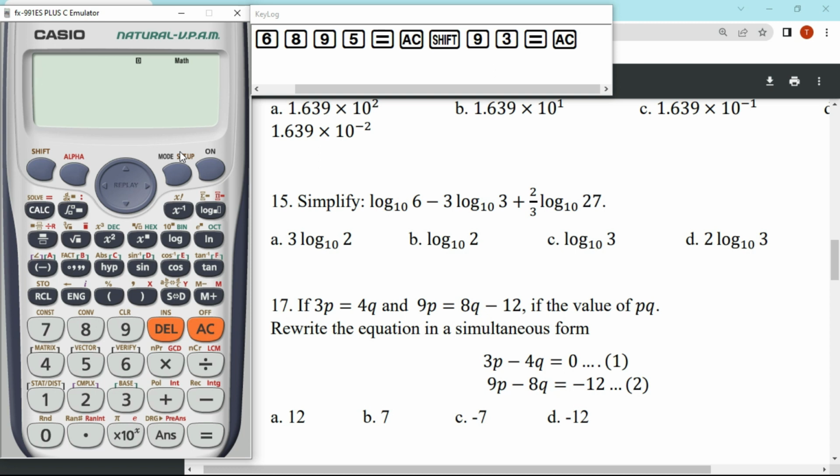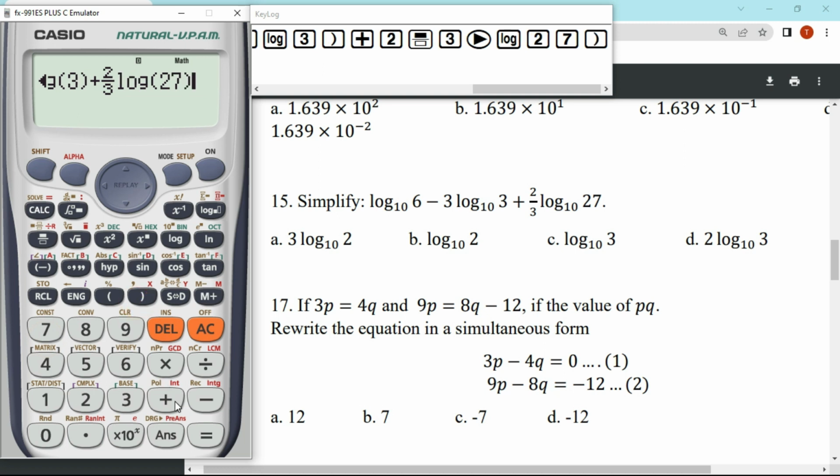So question 15 reads, simplify log of 6 base 10 minus 3 log of 3 base 10 plus 2 over 3 log of 27 base 10. Okay, so you can make use of the log straight here, because this has a base of 10. Or if you want to be writing the base yourself and be wasting time, then you make use of this one. But in this case, I'm going to make use of this because it's already in base 10. So you have log of 6 base 10 minus 3 log of 3 base 10 plus 2 over 3 log of 27 base 10. Then I close the bracket, press equal to, and it gives me my answer.